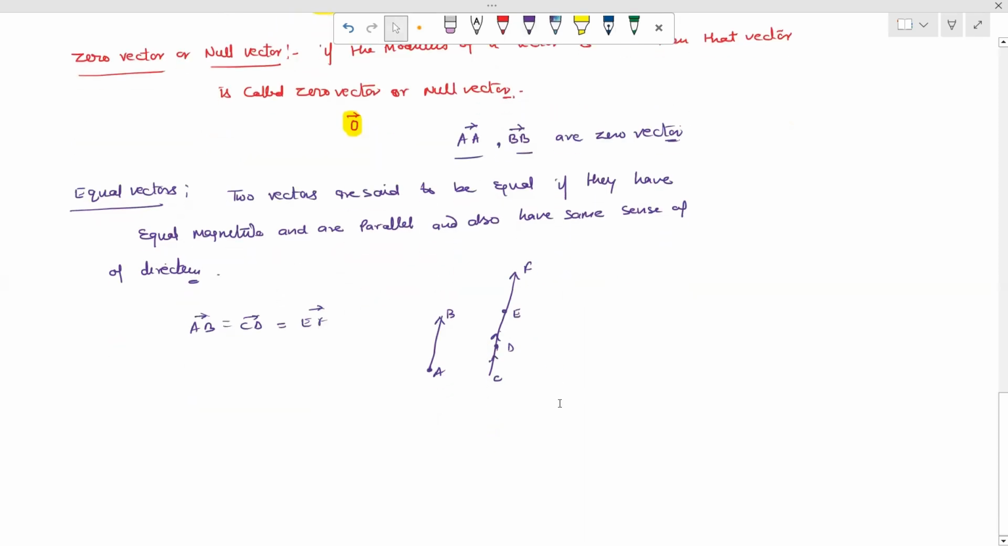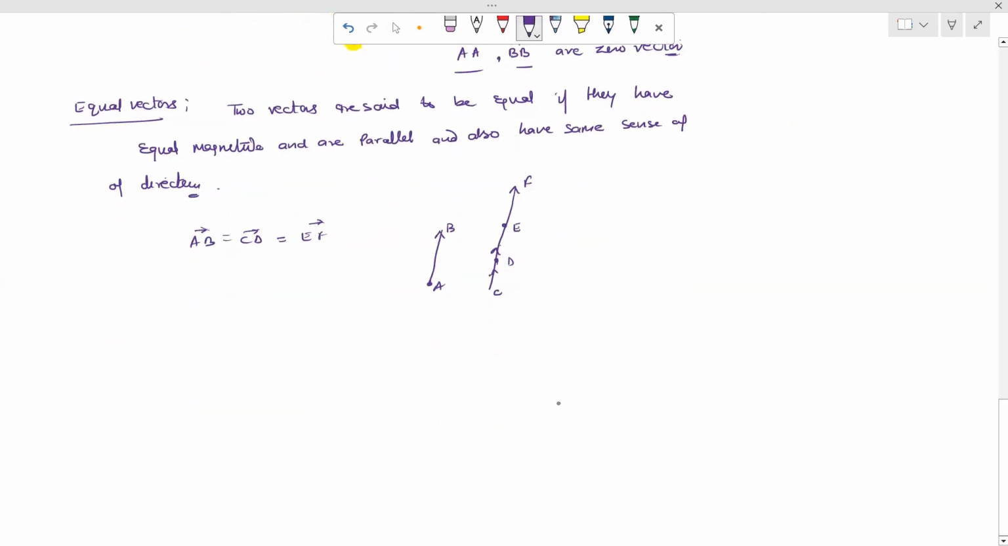So after understanding equal vectors, we move to like vectors. Like vectors are vectors having the same sense of direction. So they are also called like vectors.